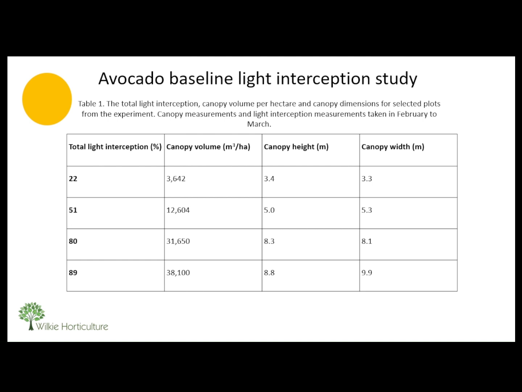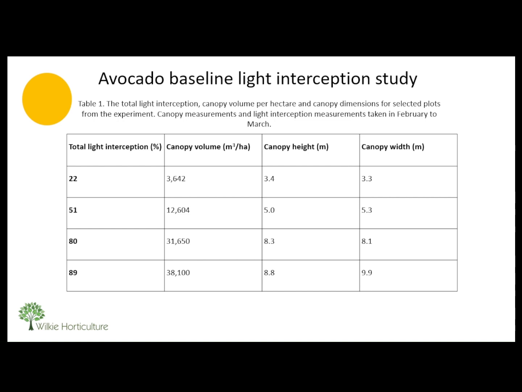One thing that we were able to do from the work was to look at plots within our data set which were low, medium, potentially optimum and potentially too large, and pull out the actual canopy dimensions that represented those approximate total light interceptions. So small canopy, 22% light interception, 3,500 cubic metres per hectare. It's a canopy height of about 3.4 metres and a canopy width of about 3.3 metres.